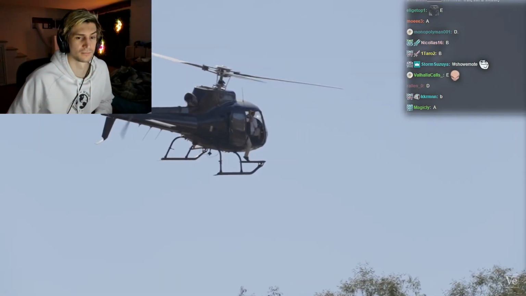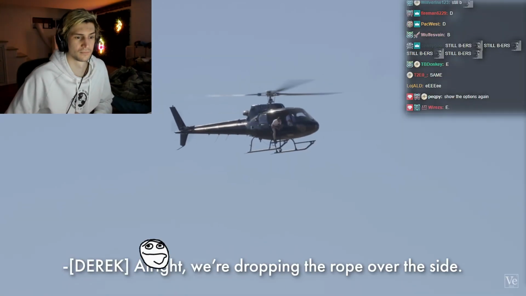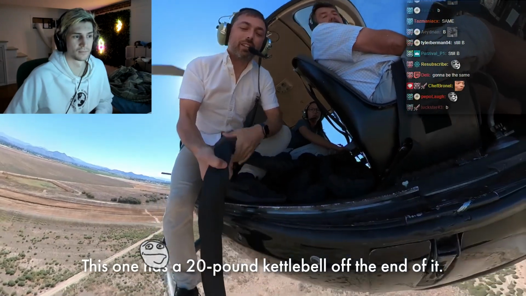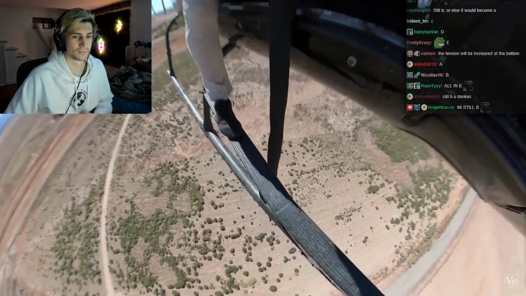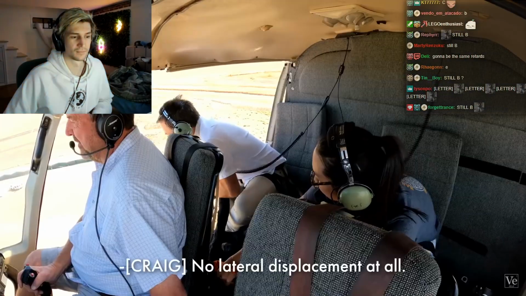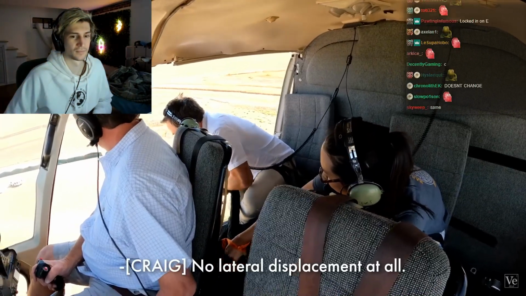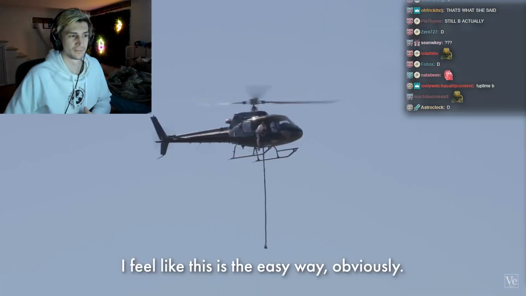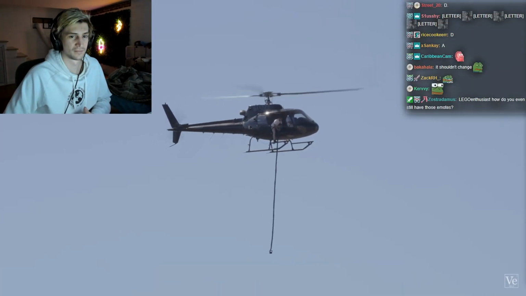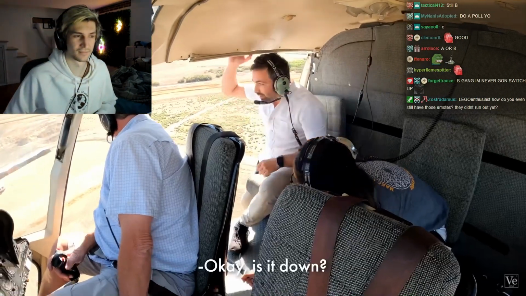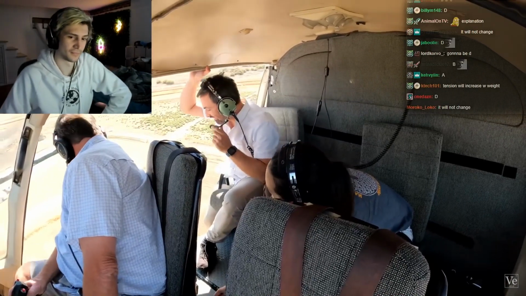Easy to do on the ground. Alright, we're dropping the rope over the side. One has a 20-pound kettlebell off the end of it. How's that feel when it's dangling? No lateral displacement at all. I still think D or E. I'm feeling good. I feel like this is the easy way, obviously. It's going to feel different when I have to pull it up. Okay, is it down? Yep. Okay, let's give it a shot.